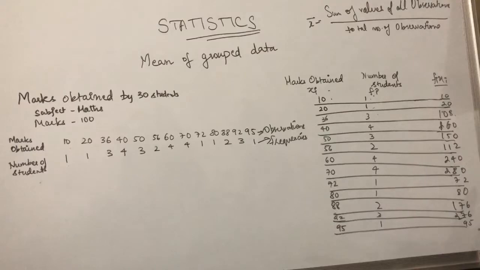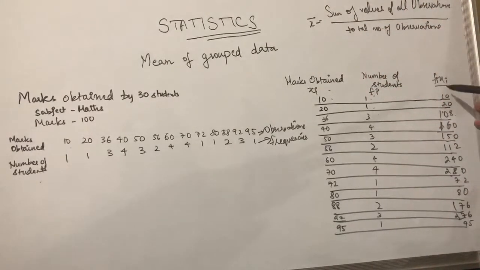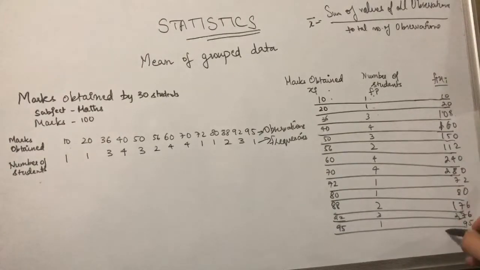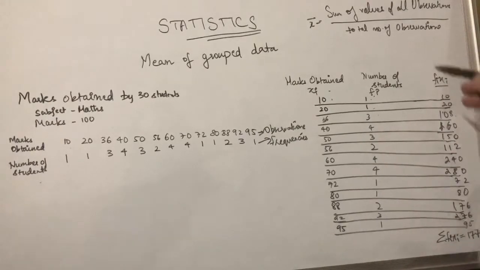And now, what does it say here? Sum of values of all observations. So I need to add all this. Remember we denote summation by this symbol sigma. And this would be the sum of fi xi, equal to 1779. I've added and kept it already, so it's 1779, and this is our value.